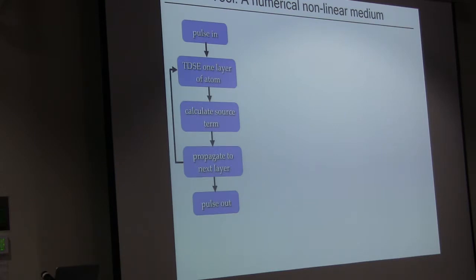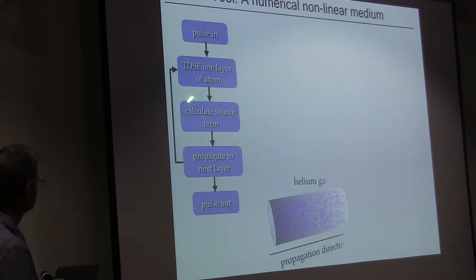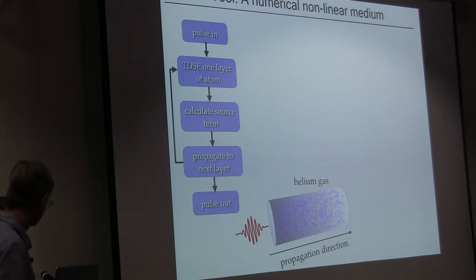So you get a tool, which is a numerical nonlinear medium, which goes basically like this. You send a pulse in, you calculate the TDSE at one layer of atoms, you calculate the source term in that layer of atoms, you propagate that to the next layer, using the Maxwell wave equation, and you keep doing that over and over until you get to the front of it. So let me see if I can push the button and make that happen again. So you march through layer by layer.